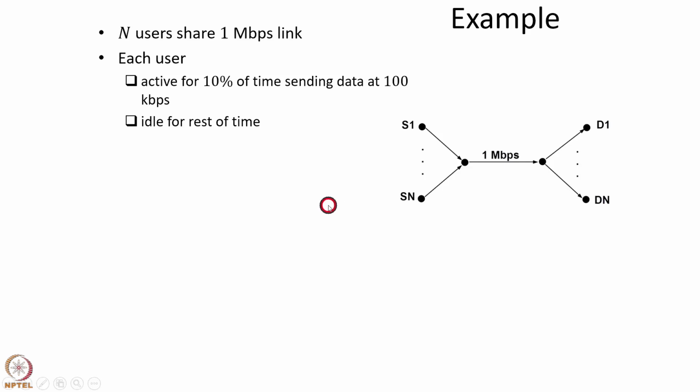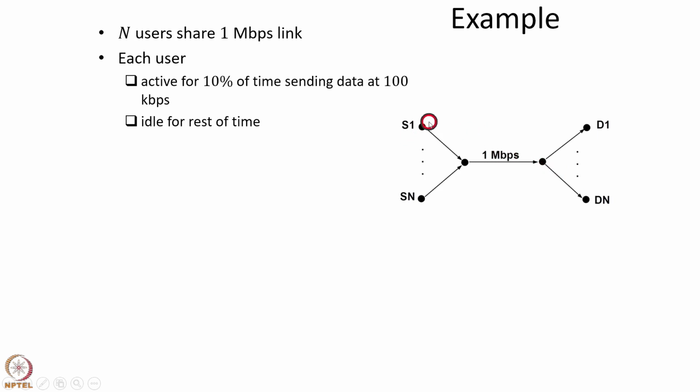There are n users who share a 1 Mbps link. The n users are S1 to D1 and up to Sn to Dn. So the first user has source S1 and destination D1, and the nth user has source Sn and destination Dn. They all share this 1 Mbps link.